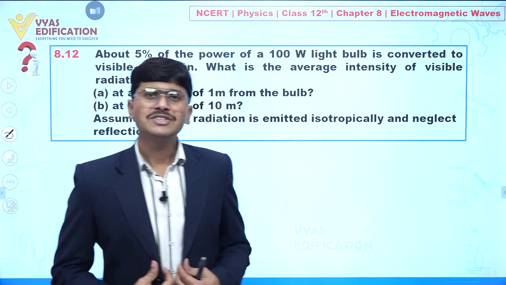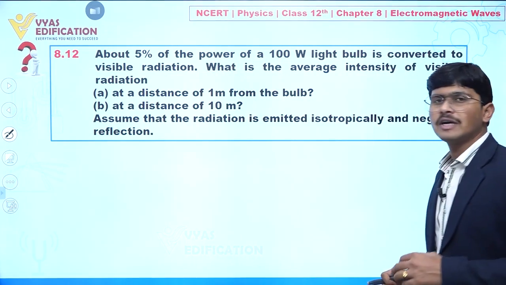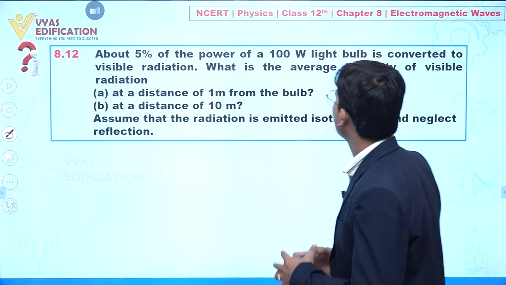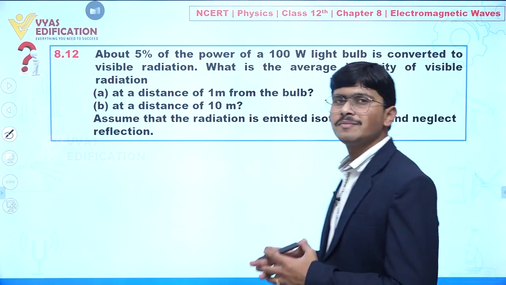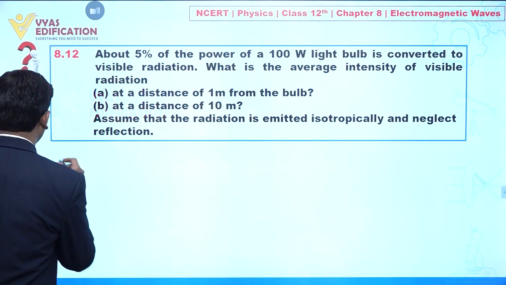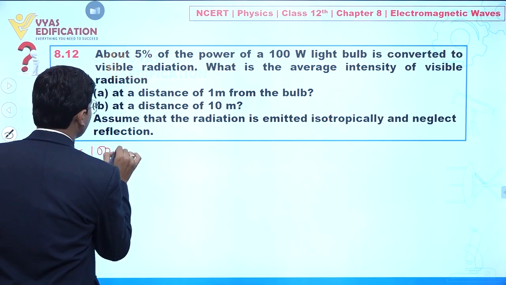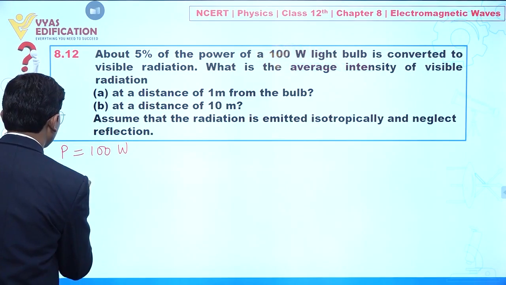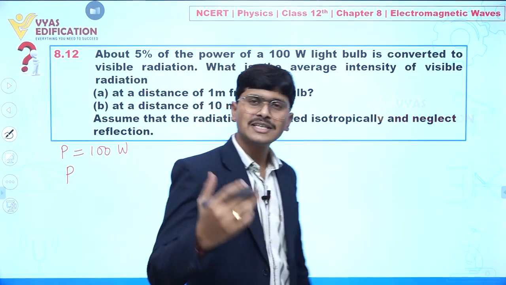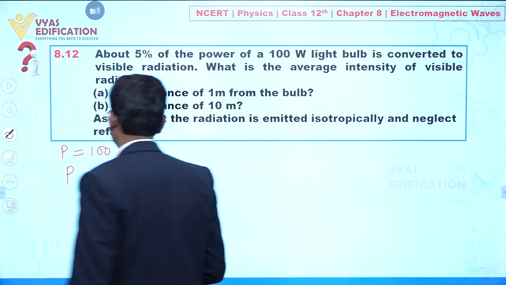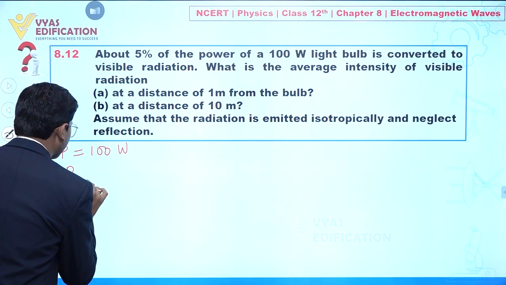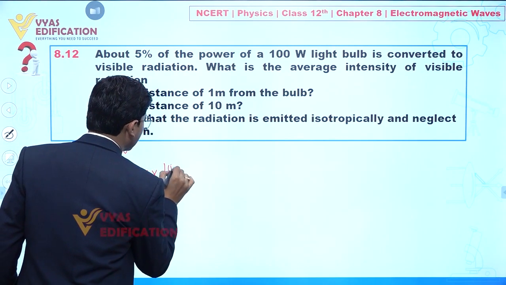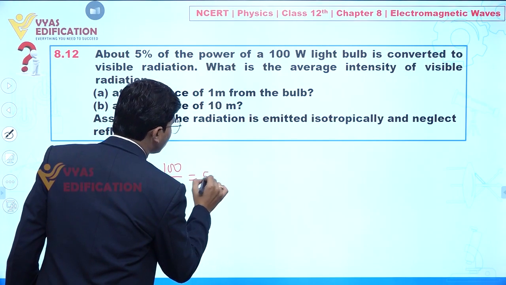Clear to everyone? Now dear students, we are going to discuss question number 8.12. In this question it is given that about 5% of the power of a 100 watt light bulb is converted to visible radiation. So the power of the bulb is 100 watt, and only 5% of this power is actually utilized, converted into visible radiation. So the power converted into visible radiation is 100 divided by 100 times 5, which is only 5 watt.